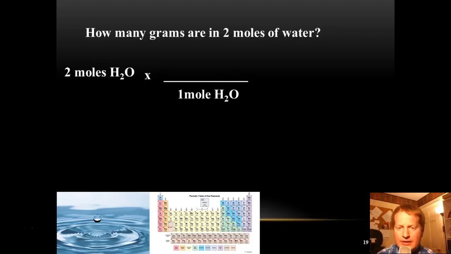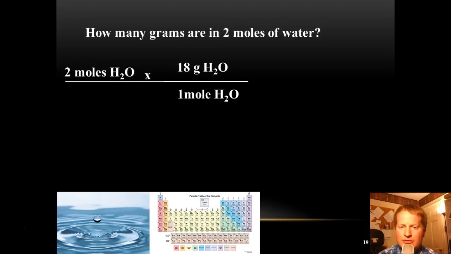Now, the next thing we have to keep in mind is that we need something that's equivalent to 1 mole in order to make this fraction, because this fraction has to equal 1 total, right, if we're using dimensional analysis. So we know 1 mole of H2O on the periodic table is 18 grams. So I'm going to throw that in there. The next thing we do is double check that we set it up correctly, and so we're going to cancel our units.